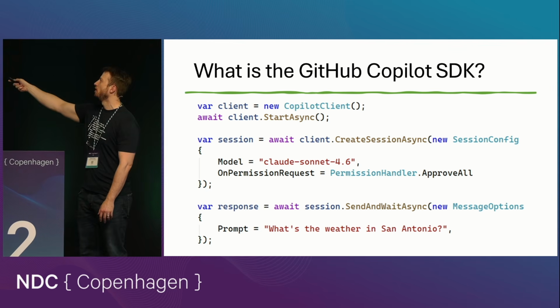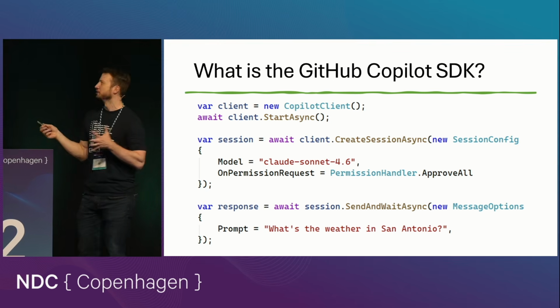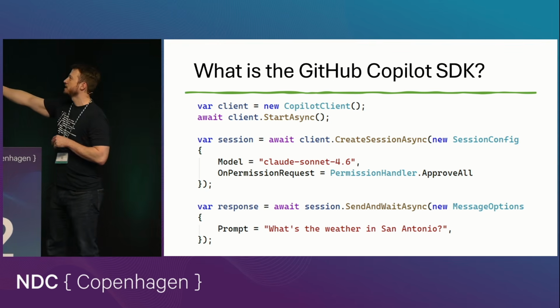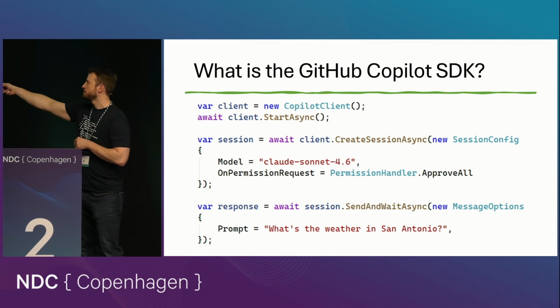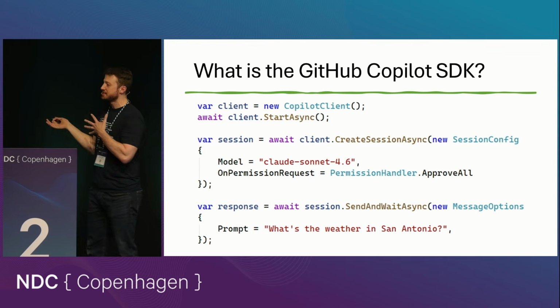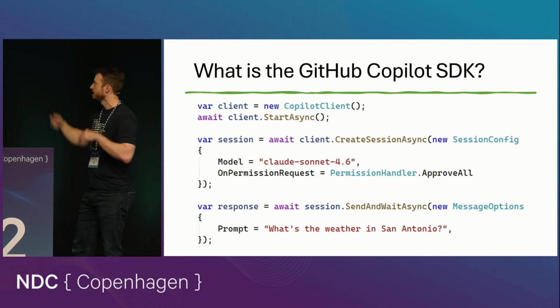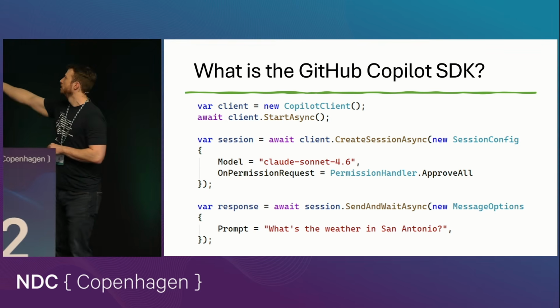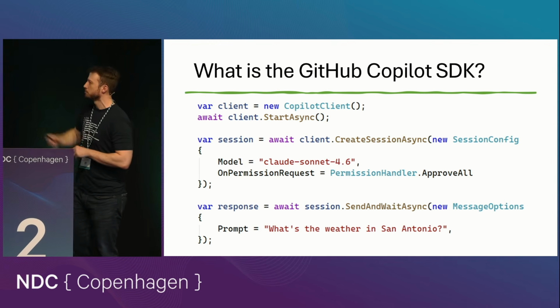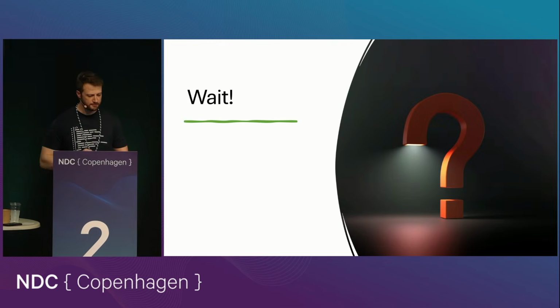So if you use approve all, it's equivalent to running Copilot in YOLO mode. And then finally, we actually send our prompt. We don't send prompts on the client. The client has a session, and then we send prompts on the session. So here we're saying just, hey, what's the weather? We'll see this in the demo as well. You can set some other properties on these objects here.